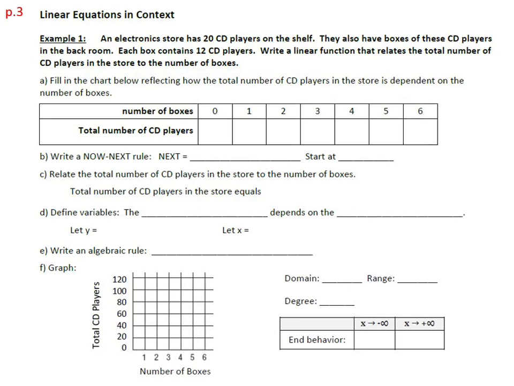Going back to Math 1, thinking in context, can we get the information from the problem, use that to write a now next rule, and then use our now next rule to write an algebraic rule? So we will start with our first example.